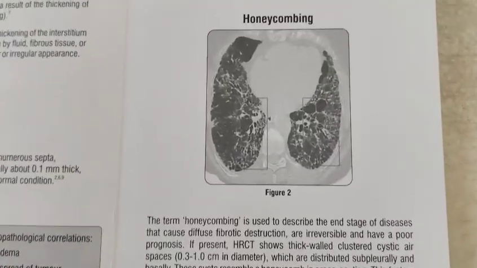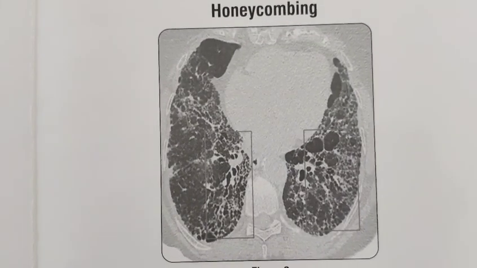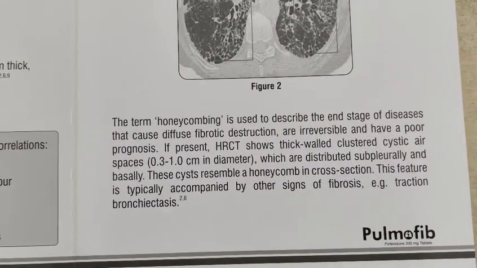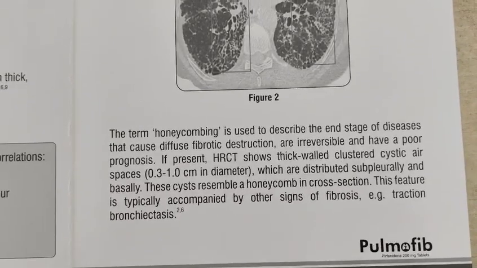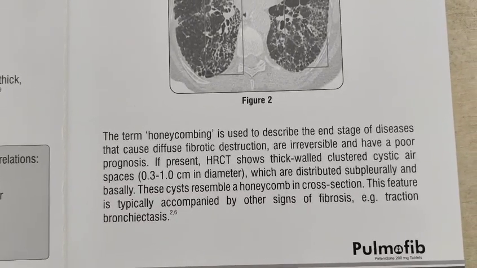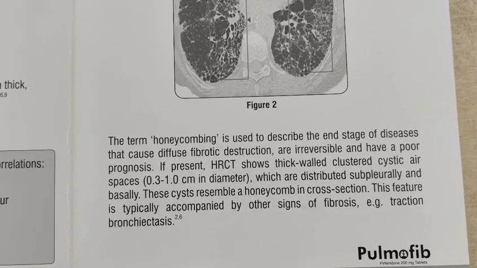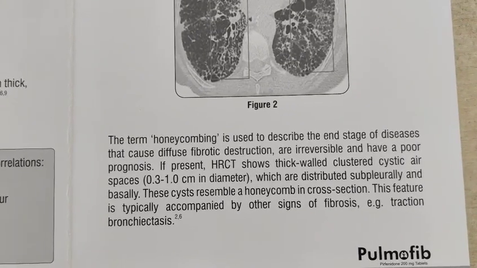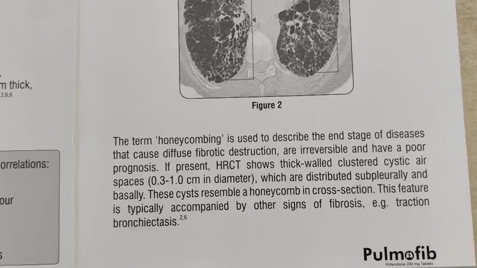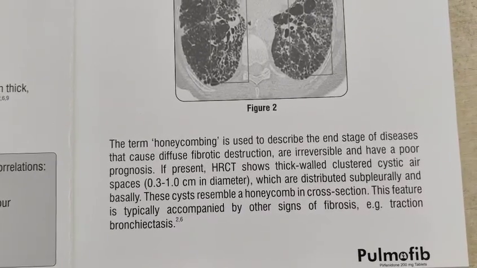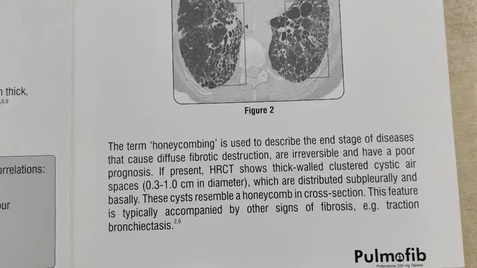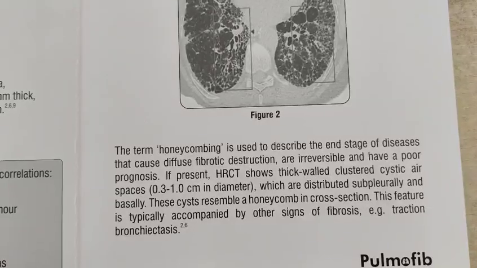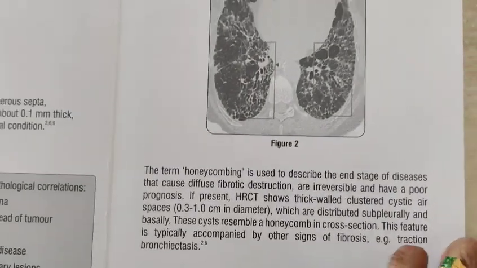Then comes honeycombing. This is the pictorial representation of honeycombing. The term honeycombing is used to describe the end stage of diseases that cause diffuse fibrotic destruction, and it is irreversible. It has a poor prognosis. If honeycombing is present, it shows thick-walled, clustered, cystic air spaces of 0.3 to 1 cm in diameter, which are distributed subpleurally and basally. This resembles a honeycomb in cross section. This feature is typically accompanied by other signs of fibrosis like traction bronchiectasis.